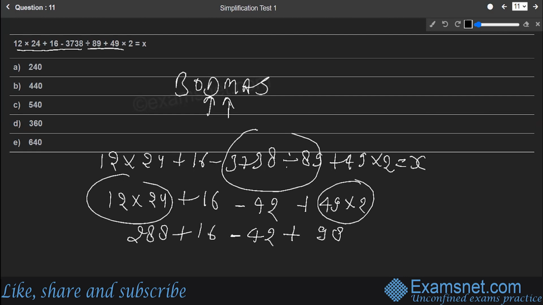Now there is addition to be done first. So we can add 288 plus 16 plus 98. That gives us how much? That gives us 402. And then the last part is subtraction. 402 minus 42 is nothing but 360. That's the value of x. Let us see where it matches. It matches with option number D and becomes the right answer for us.